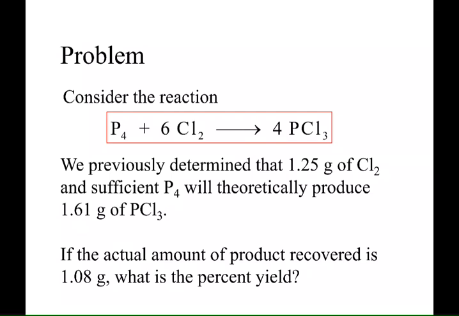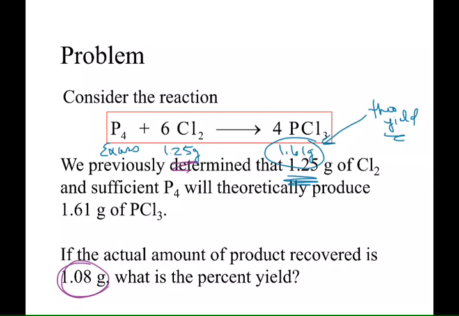So earlier on we said that if you start with 1.25 grams of Cl2 with, I'm going to go ahead and say excess P4 or sufficient P4, you should get back 1.61 grams. Can you see where that's your theoretical yield of PCl3? Okay. So let's just say you went to your lab and ran this experiment with your 1.25 grams of Cl2 and you got back less than you thought you should get back. You got 1.08 grams.